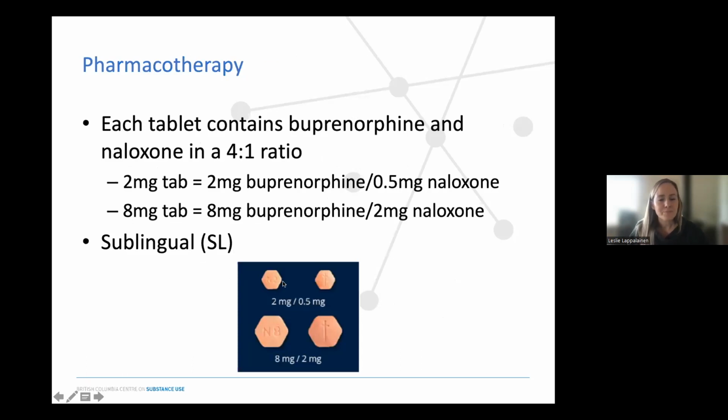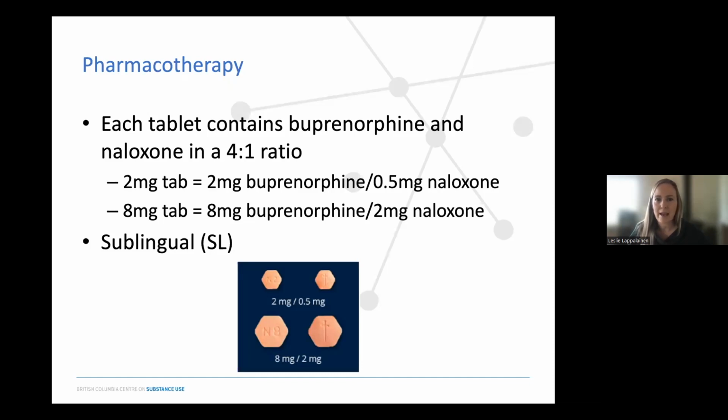In terms of what buprenorphine naloxone is, I'm going to try my hardest throughout the presentation to say buprenorphine naloxone, not Suboxone. Suboxone is a brand name, but essentially it's a tablet that contains buprenorphine and naloxone in a 4:1 ratio, and it's taken sublingually, so it's dissolved under the tongue. In BC and in Canada, it comes in 2 milligram tablets and 8 milligram tablets. And again, it's given sublingually.